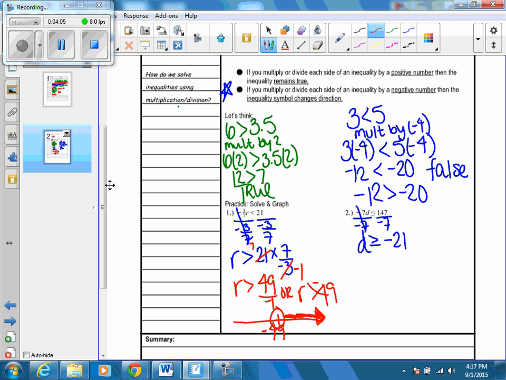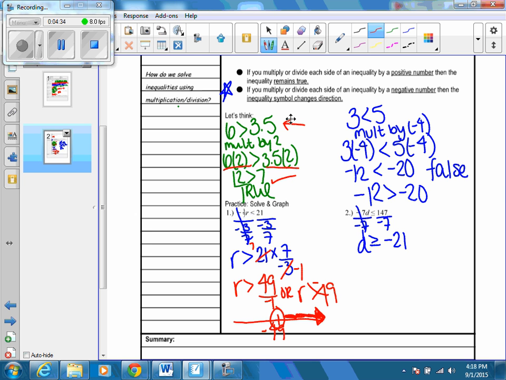If I have my example right here where it says 6 is greater than 3.5, let's say that I multiply it by 2. Well, 6 times 2 is going to be greater than 3.5 times 2. That's true. 12, which is 6 times 2, is greater than 3.5 times 2, which is 7. That's still true.